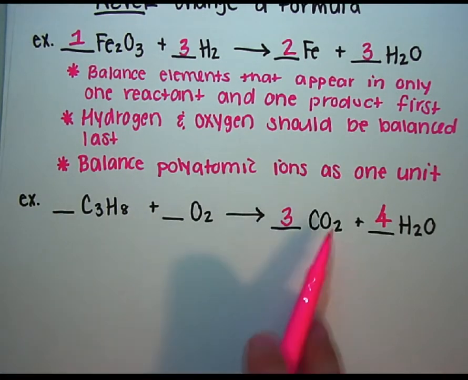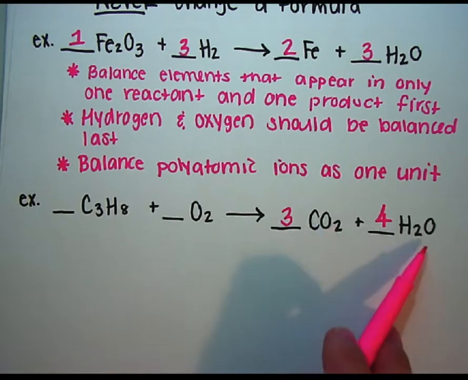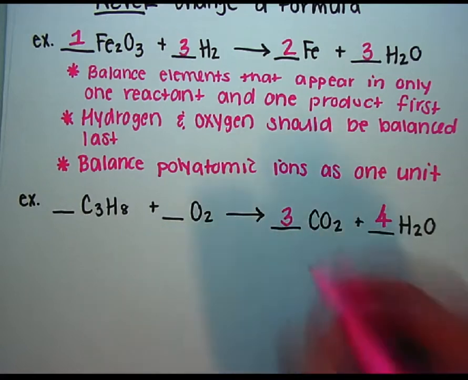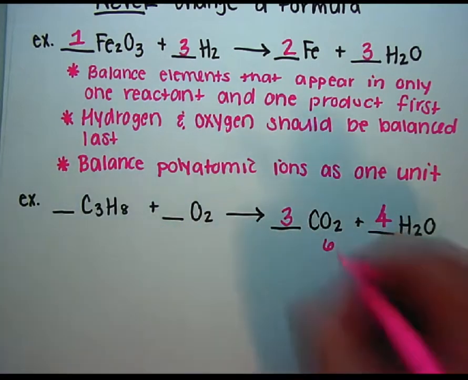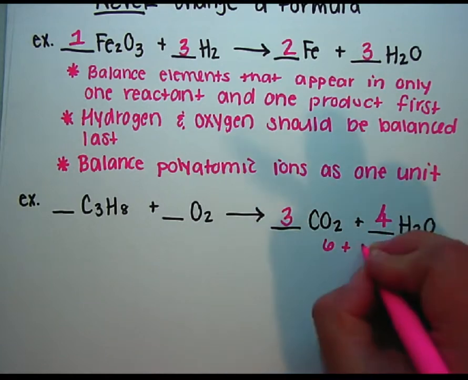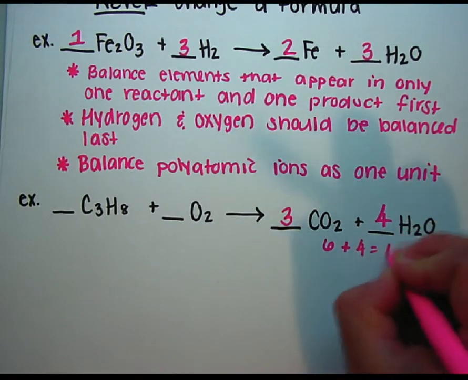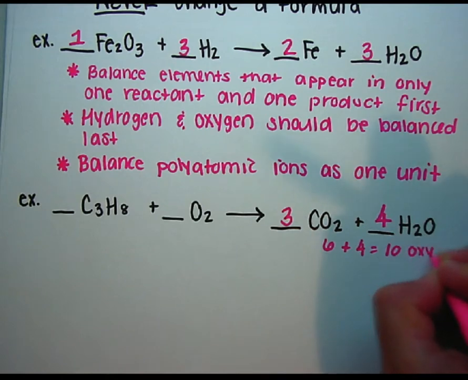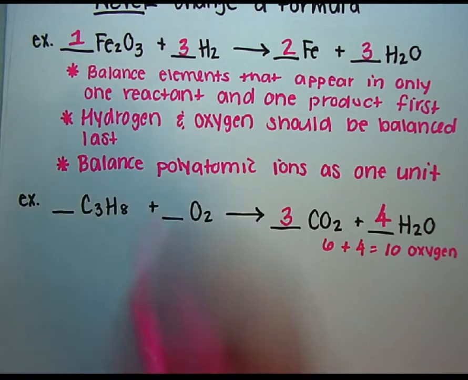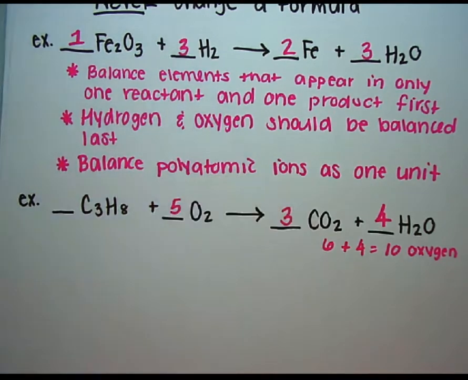For oxygen, remember, it's in multiple places. Make sure you consider oxygen from every compound. 3 times 2 gives me 6 oxygens. 4 times 1 gives me 4 oxygens. So I have a total of 10 oxygens. Here I only have 2, so my coefficient will be 5.